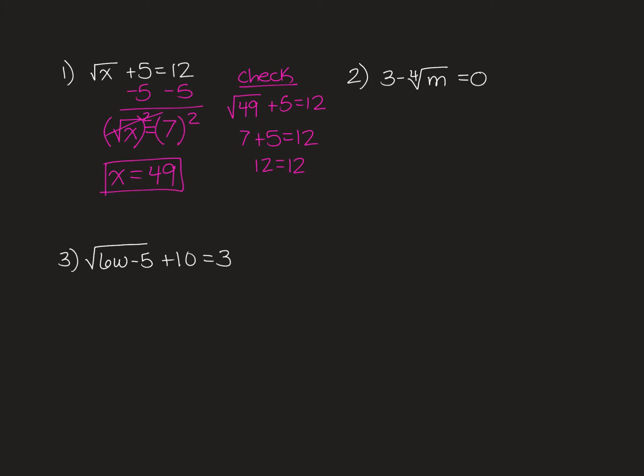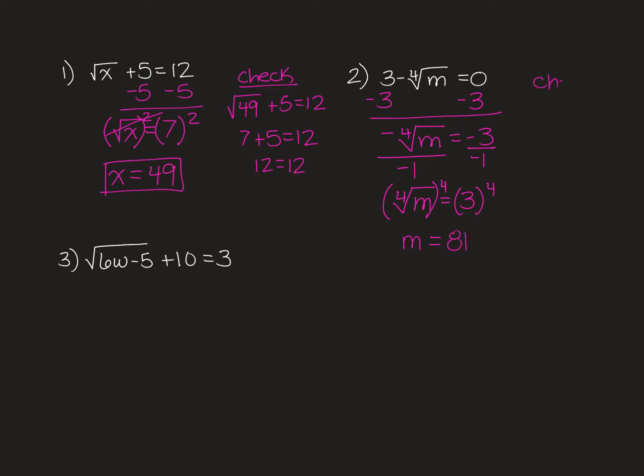We have 3 minus the 4th root of m is equal to 0. So again, we have to isolate the radical. Let's get rid of the 3 first. We have negative 4th root of m is equal to negative 3. I do have to get rid of that negative in front of that 4th root, so I can divide by negative 1 on both sides. So I will get the 4th root of m is equal to 3. To get rid of your 4th root, you raise it to the 4th power on both sides. So m is going to equal, well, 3 to the 4th is 81.